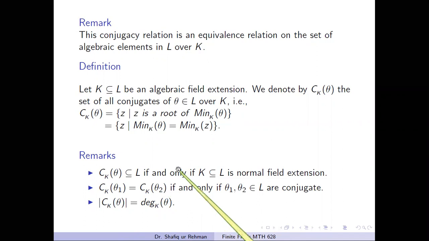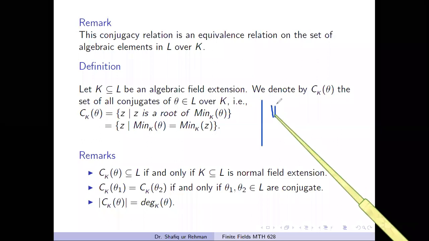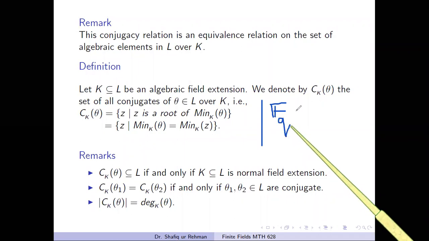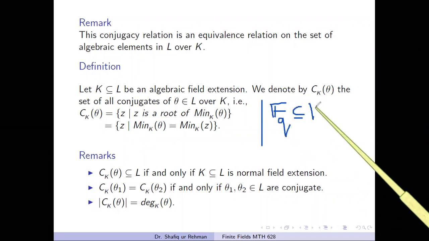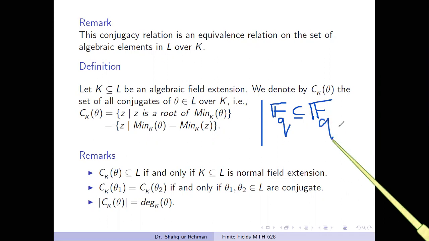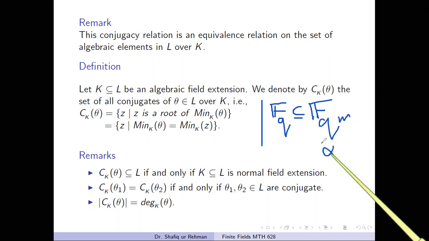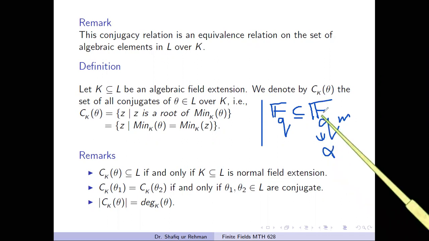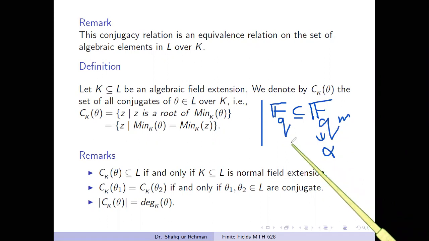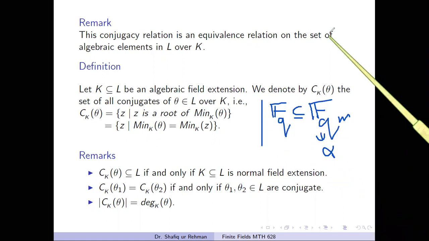And because we are working in finite fields, if we have two finite fields, then that field extension is automatically normal, because we have studied that in the case of finite fields. For instance, if we have F_q contained in F_q power m, and if we take any element here, then all of its conjugates also belong to this field. So this is always a normal extension, so we will have no problem in our case.